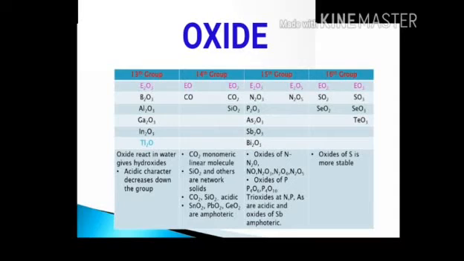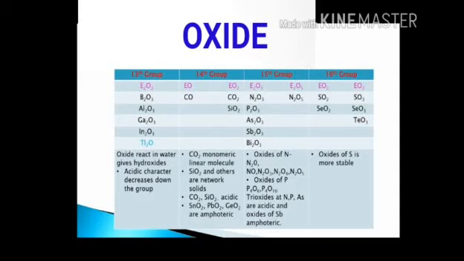Next we can move to the oxides formed by the 15th group elements. Here all the elements of group 15 are capable of forming trioxides and pentoxides, having the general formulas E2O3 and E2O5. E2O3 includes the examples N2O3, P2O3, As2O3, Sb2O3 and Bi2O3. And in E2O5, the example includes N2O5.